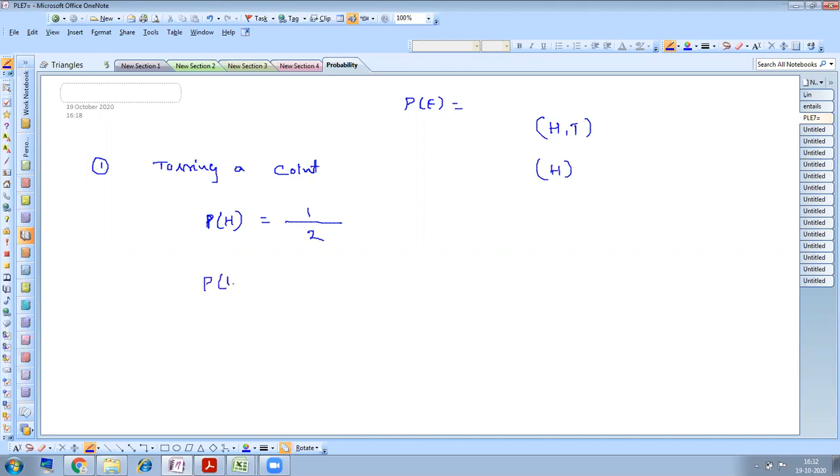Now, the probability of not getting head means anything other than head. In this case, what is the meaning? Probability of getting tail. So that is 1 by 2. So I can write it as 1 minus the probability of getting head, because the total probability is always 1. Can anybody explain why the total probability is only 1?